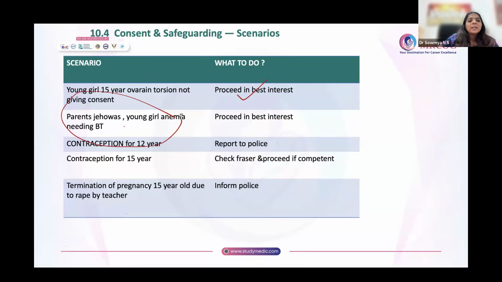Parents Jehovah's Witnesses, young girl, anemia needing blood transfusion. I do agree we need to know how young she is, because the answer is proceed in best interest. I would like to believe that for a 16-year-old or whatever, if it is an emergency, you proceed.